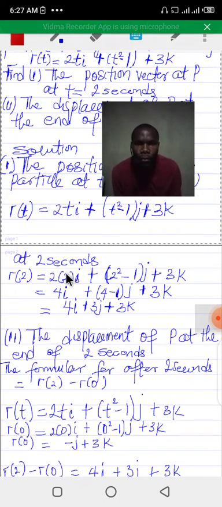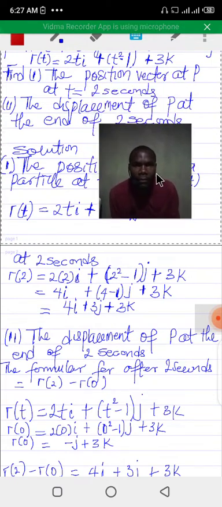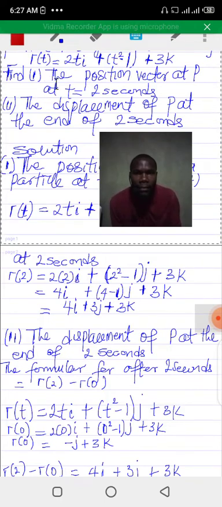It gives you 2(2) i plus (2² − 1) j plus 3k, which is equal to 4i plus (4 − 1) j plus 3k, meaning that 2² is 4. The answer is 4i plus 3j plus 3k. That is the value for the first question, which says find the position vector of P at t = 2 seconds. So the answer is 4i plus 3j plus 3k.